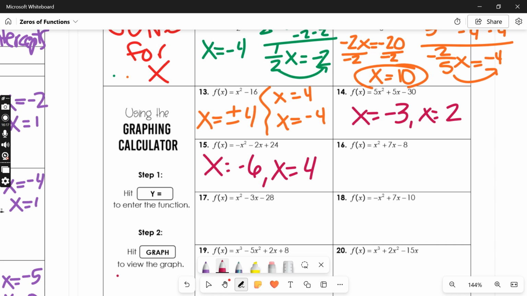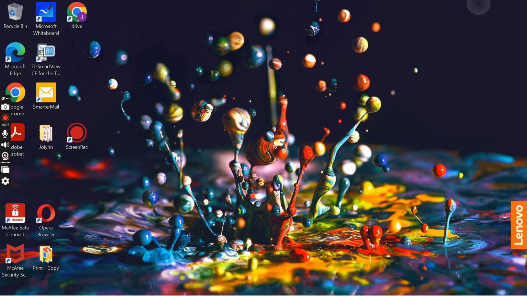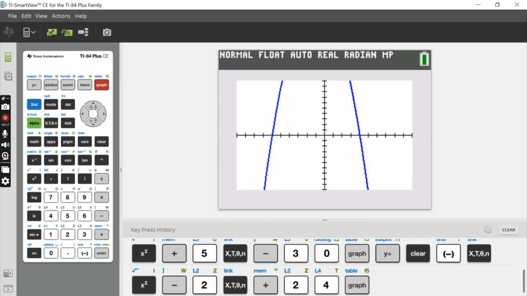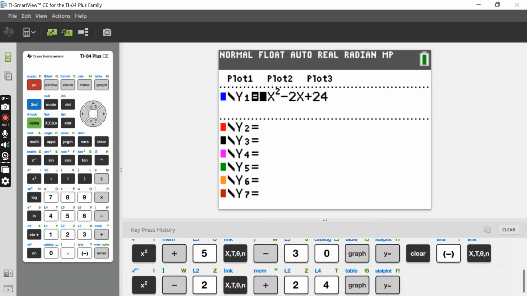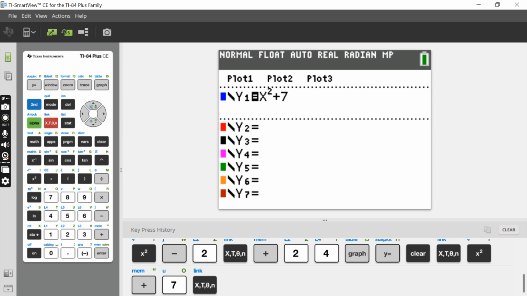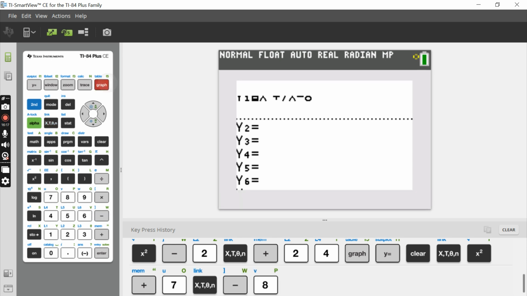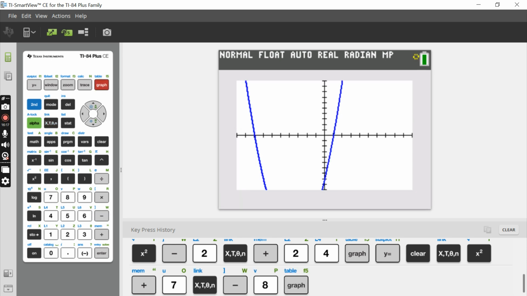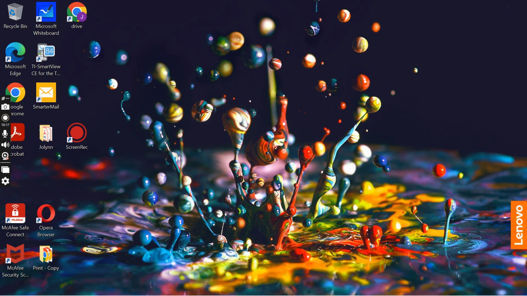Okay, x squared plus 7x minus 8. So if you go to your calculator and type this in, x squared plus 7x minus 8. -8 and +1.